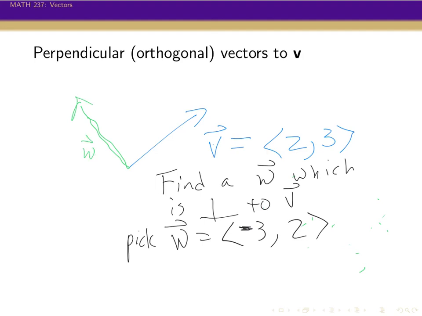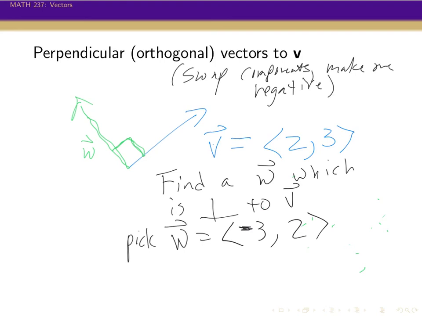And you can see they look like they're at a right angle to each other. And so this is a cheap way to get two vectors that are perpendicular to each other. Swap the components. So let's write this out. Swap components and make one negative. So this is how you get orthogonal vectors in R2.